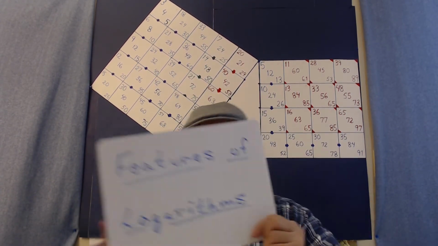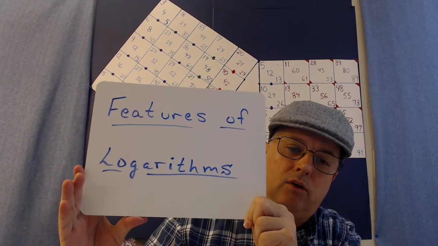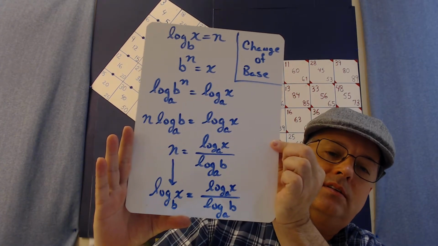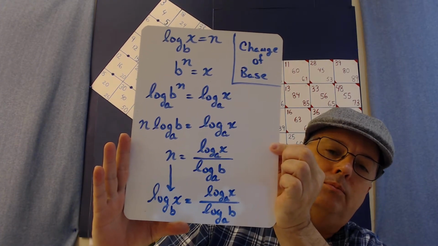Okay, so now we are doing some features of logarithms. And these features of logarithms are based upon the change of base, which we presented in the previous video. And so now let's look at some forms of the change of base. Okay, so if we have the change of base, we can rewrite it in some different ways.